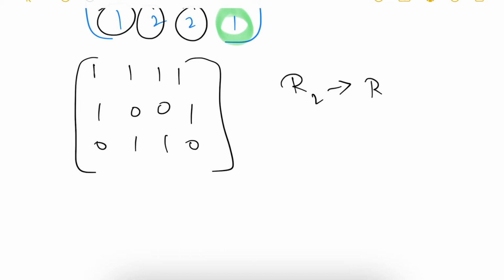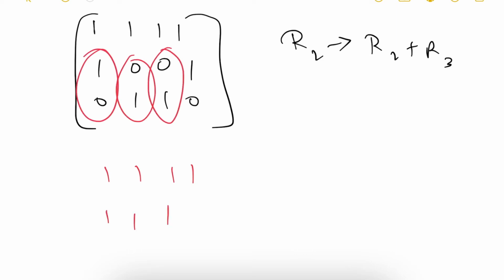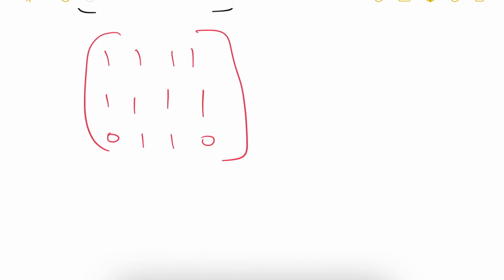R2, I will write as R2 plus R3. So the first row stays as it is, 1 1 1 1, then the second row becomes 1 plus 0 is 1, 0 plus 1 is 1, 0 plus 1 is 1, 1 plus 0 is 1, and the third row as it is, 0 1 1 0. Now if you observe clearly, row 1 and row 2 are both the same.